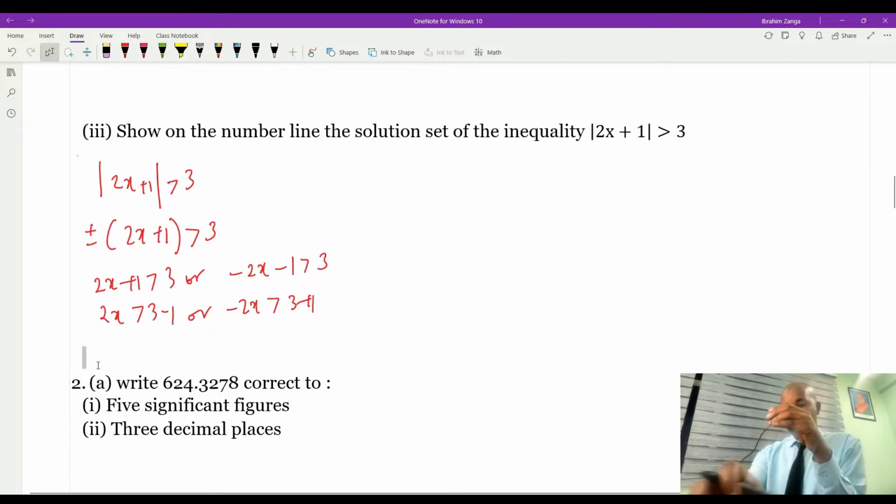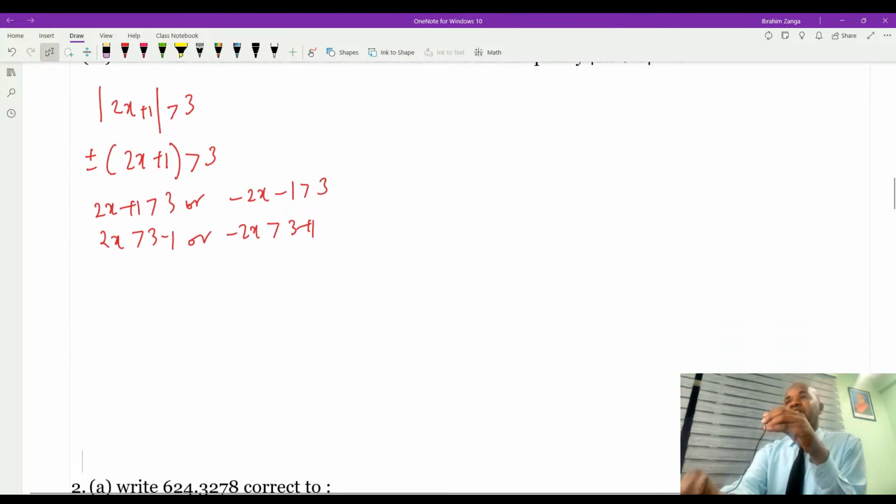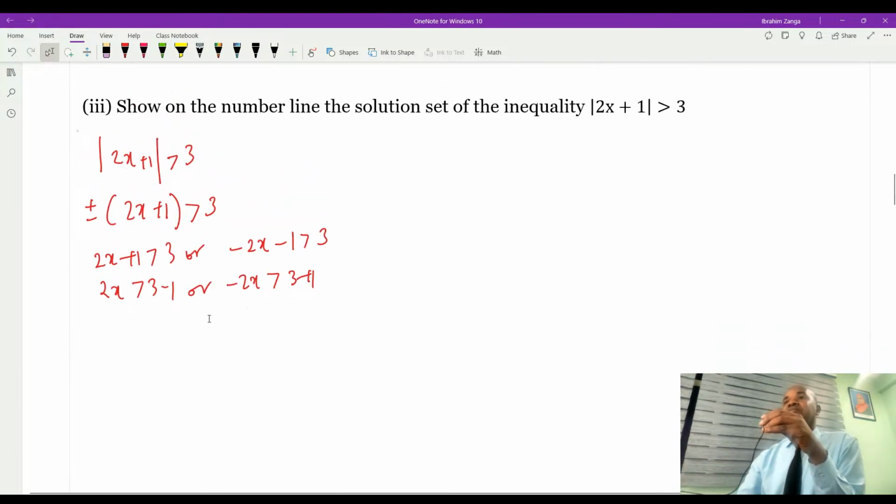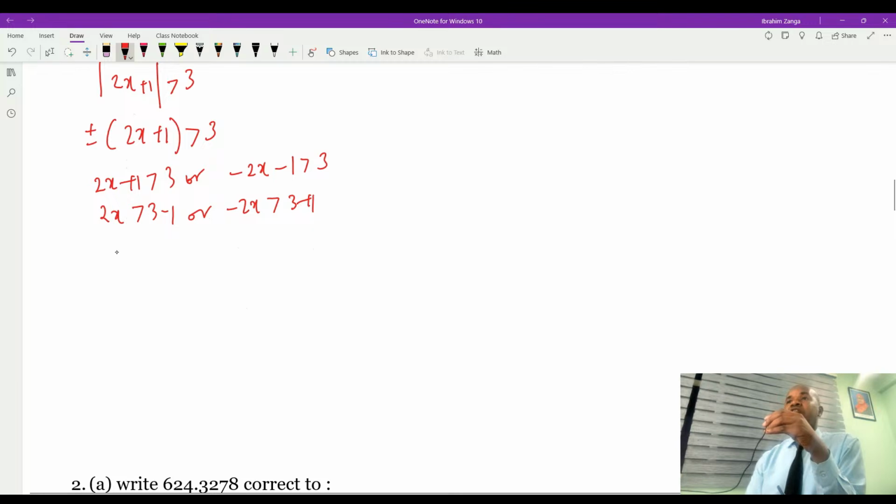So we proceed. You have 2x greater than 2, or negative 2x greater than 4. You're going to divide by these numbers. So dividing by 2 here, we'll be having x is greater than 1, or here x is less than negative 2. Mind you, when you divide, the inequality sign also changes.